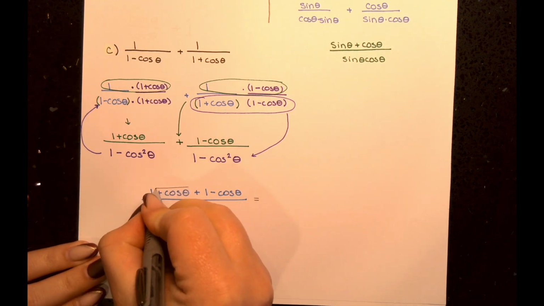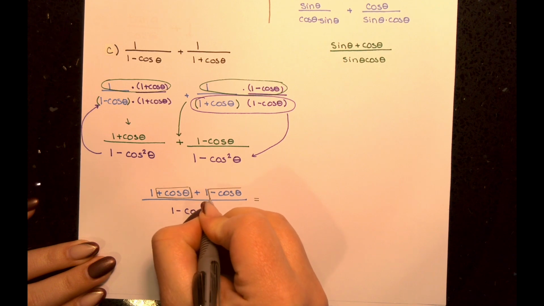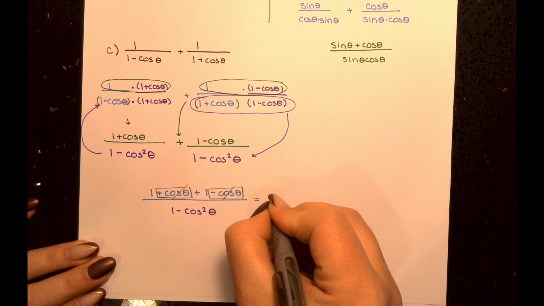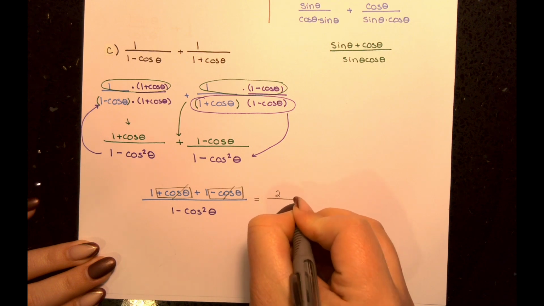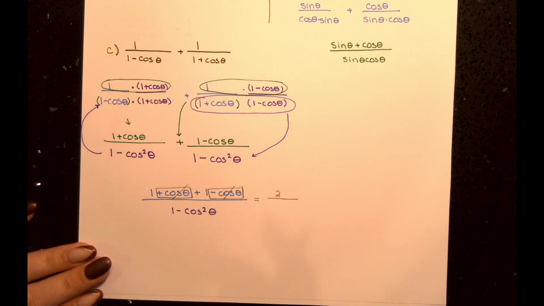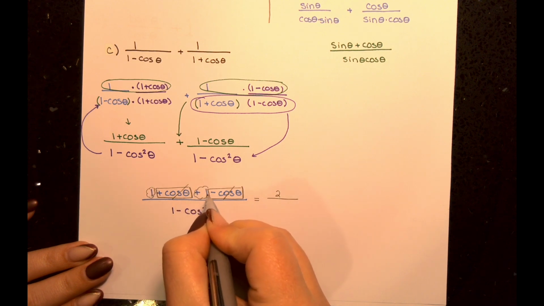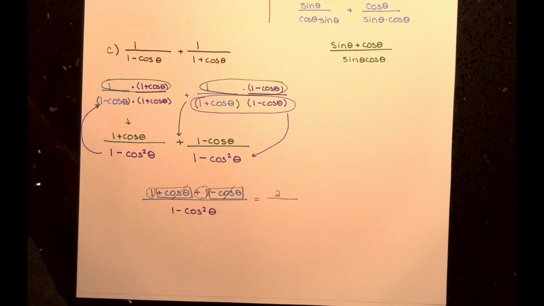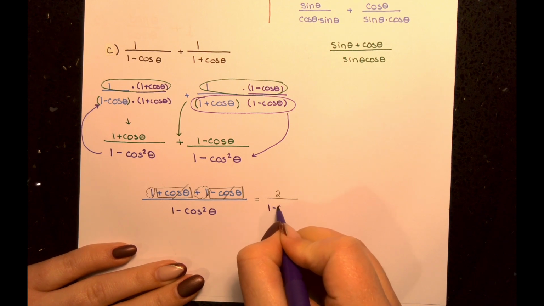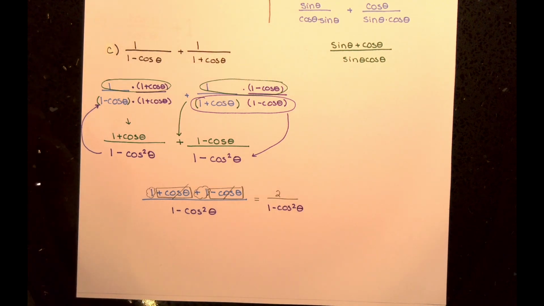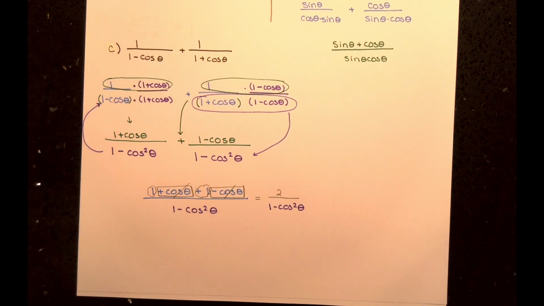I see a cosine here that's positive. I see a cosine here that's negative. That's just adding and subtracting. So those go away. I'm left with 2 in the numerator. 1 plus 1 is 2. Now in the denominator, we're still left with 1 minus cosine squared of theta. That still is happening. And then we go back to our cheat sheet from our previous video for our identities.